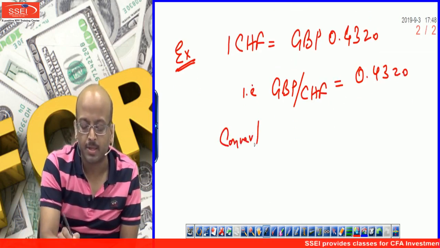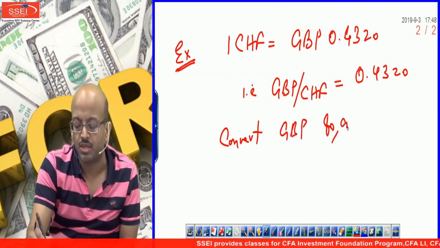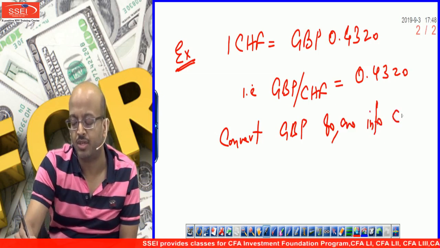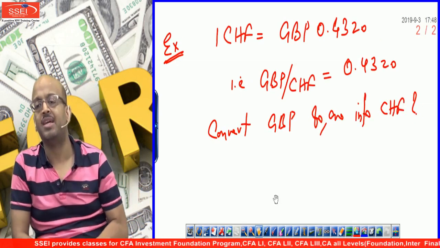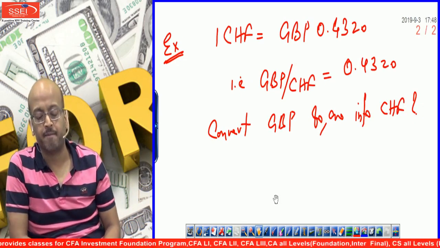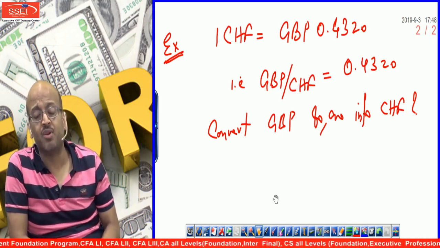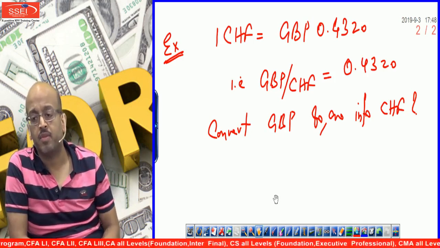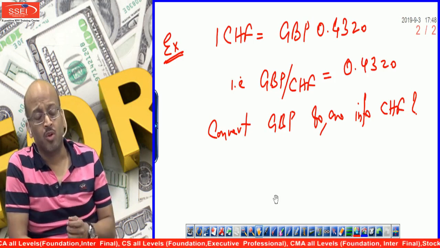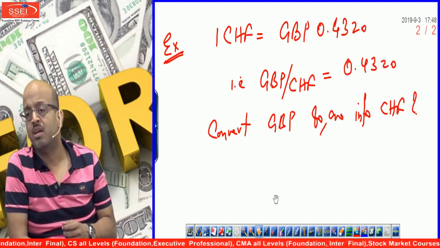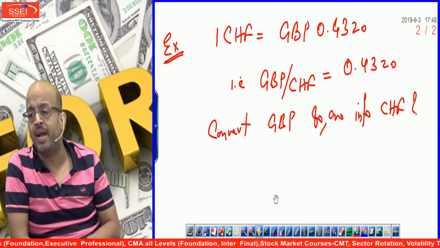Convert GBP 80,000 into CHF. Yes, answer please. 34560 is the wrong answer. 185 point something. Okay, 185 point something. It will be divided, not multiplied.